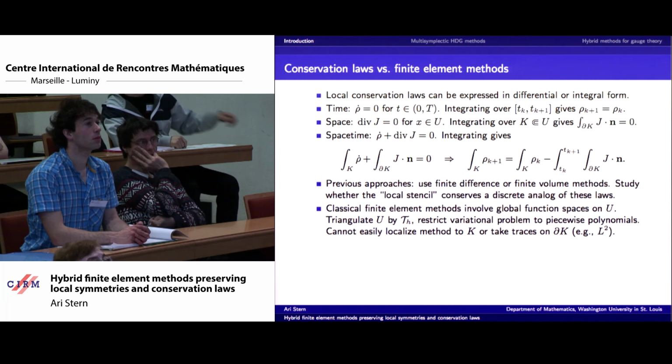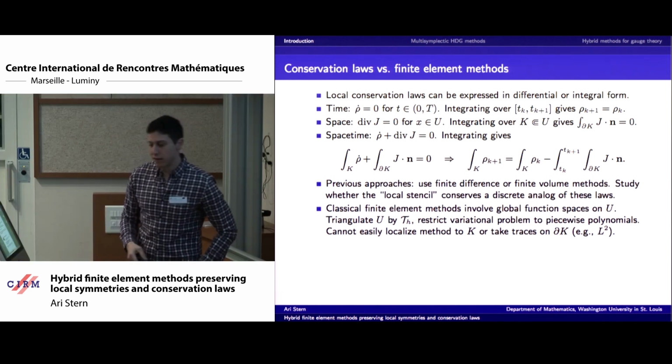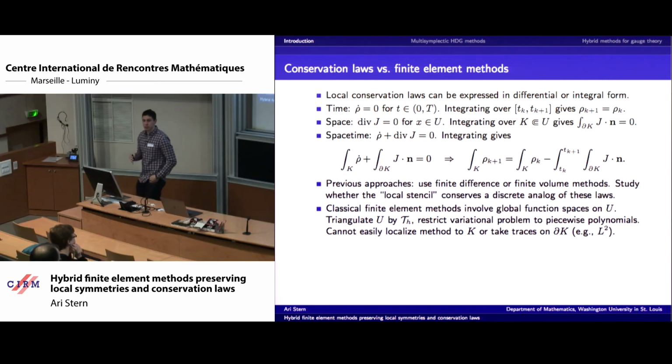You then triangulate your domain, you decompose it into usually simplices, and then you restrict some variational problem corresponding to your PDE, some infinite dimensional variational problem, to a finite dimensional subspace of piecewise polynomials on your triangulation. So that basically you have now gone from an infinite dimensional variational problem to a finite dimensional one.